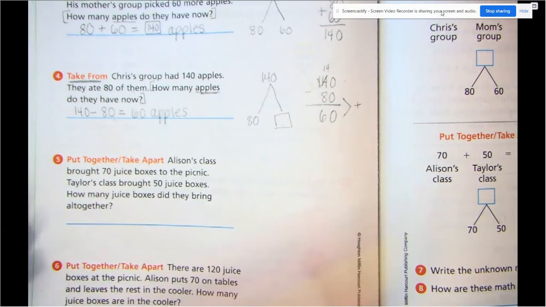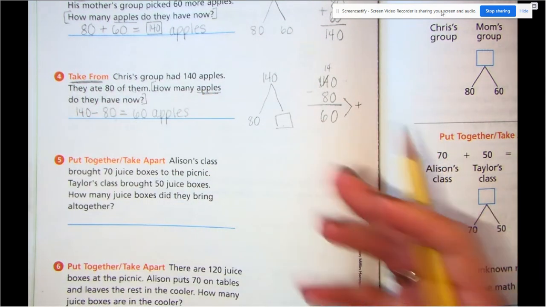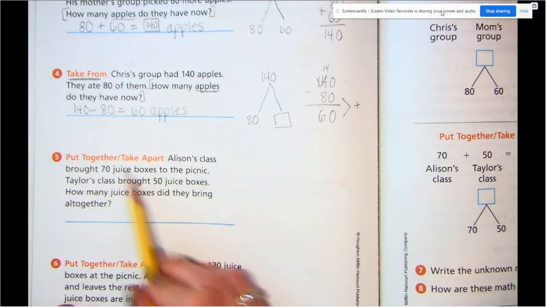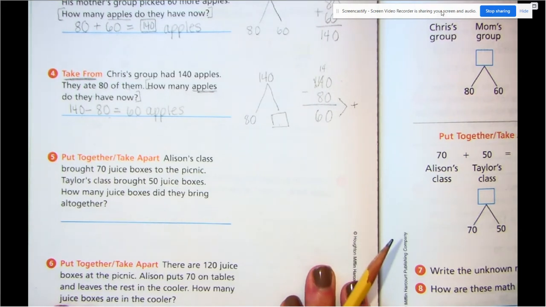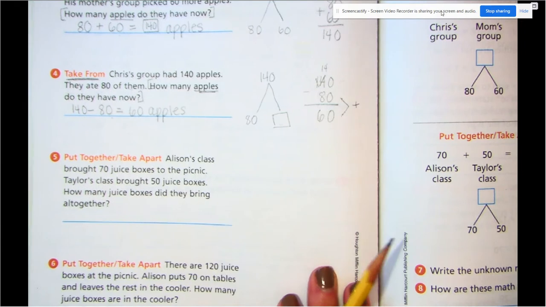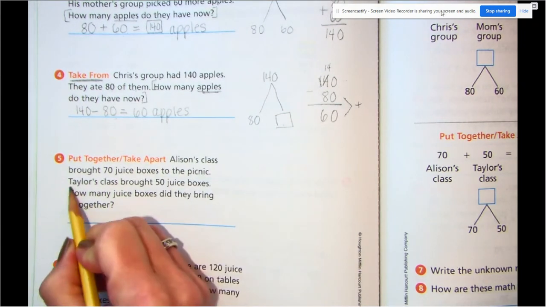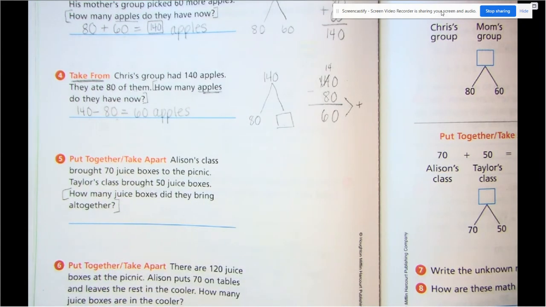We're either going to put something together or we're going to take apart, and when we're taking apart, we start from our total. Let's read it first and decide which one it would be. It says Allison's class brought 70 juice boxes to the picnic. Taylor's class brought 50 juice boxes. How many juice boxes did they bring all together?